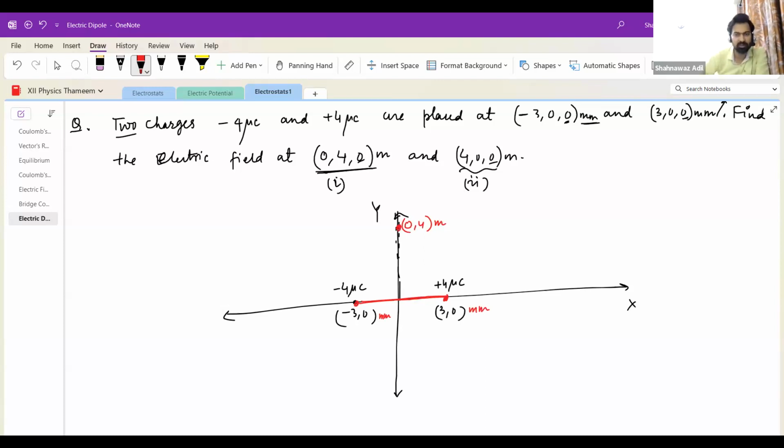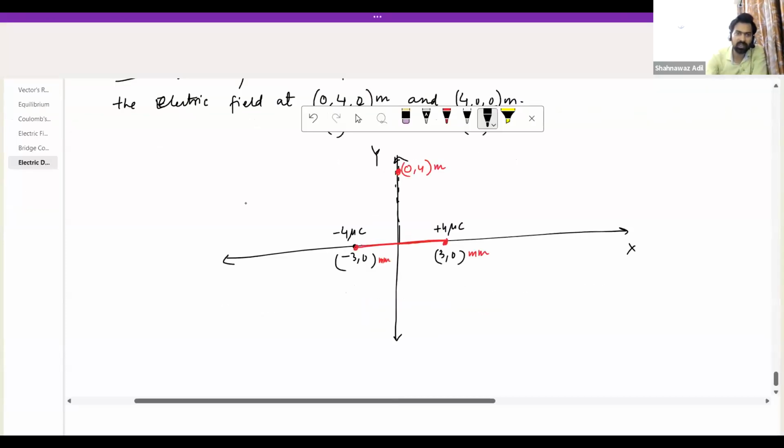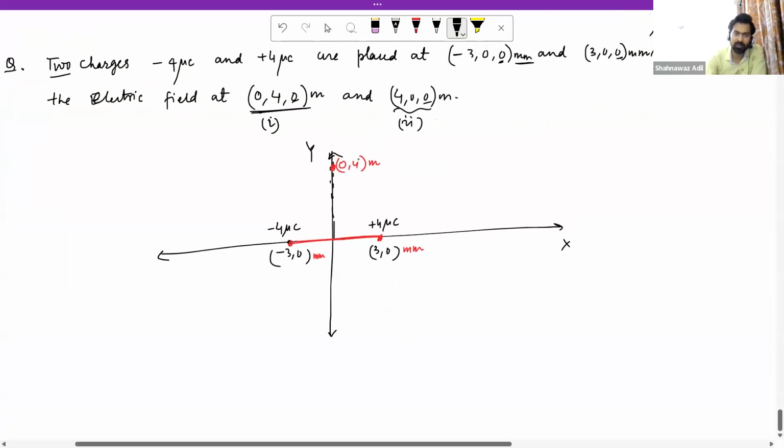What is this point? Axial or equatorial? This point A, is it axial or equatorial? Equatorial, right? So this is equatorial. So you want to calculate the equatorial one.